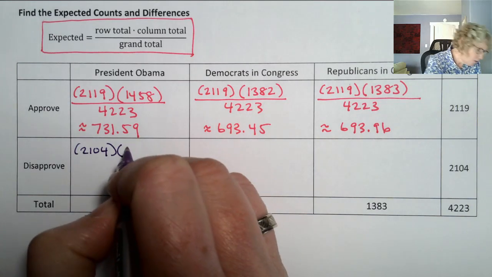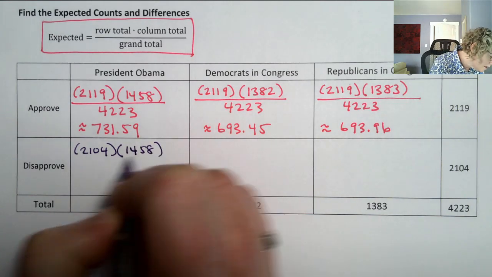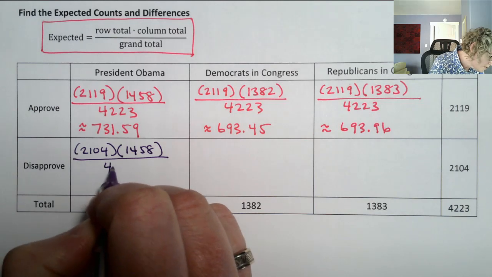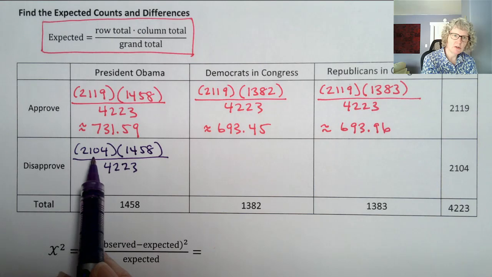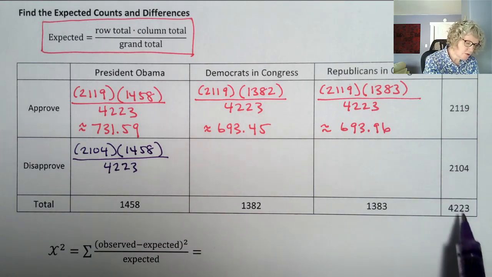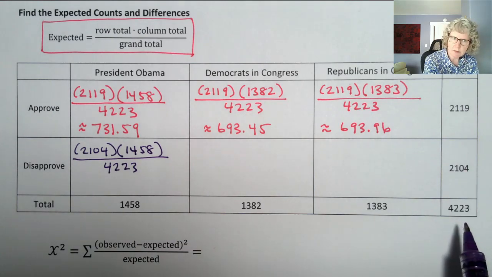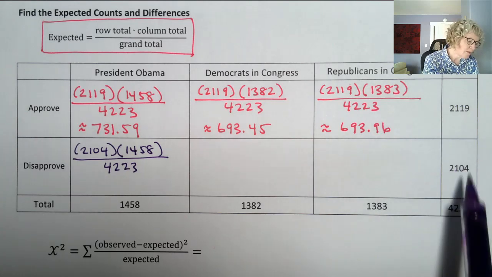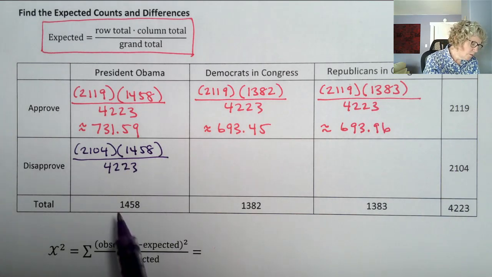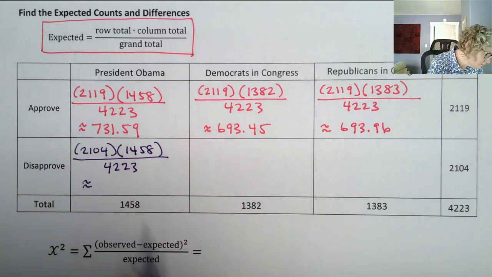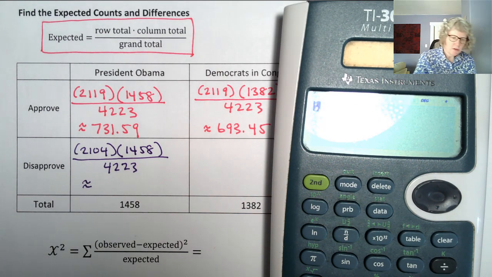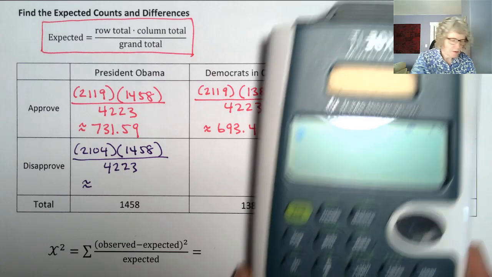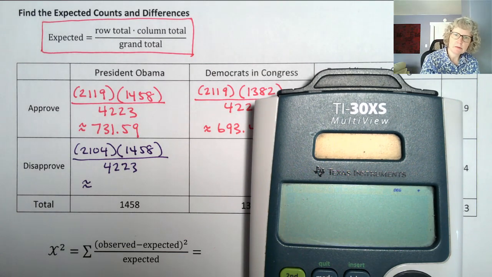And now I'm going to go down 1458 over our same grand total. So now we're only changing this number each time. This will be the general disapproval rate, right? Probability of disapprove would be this, and then we're multiplying that by the total in each job. Okay, so if these are close to what we observed, then we would say they're independent.